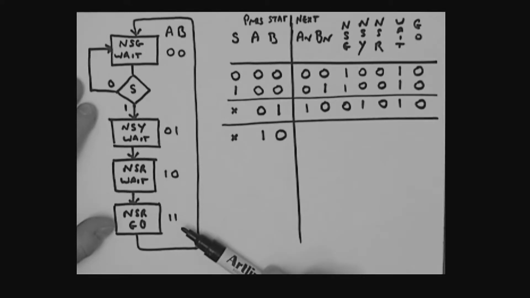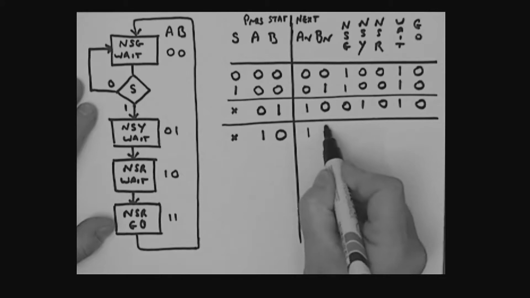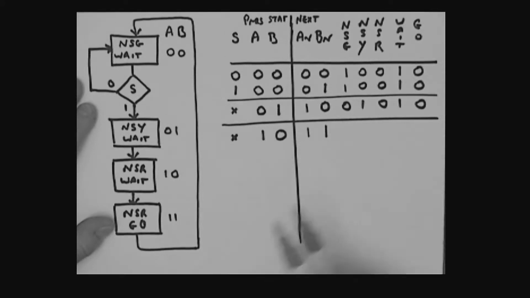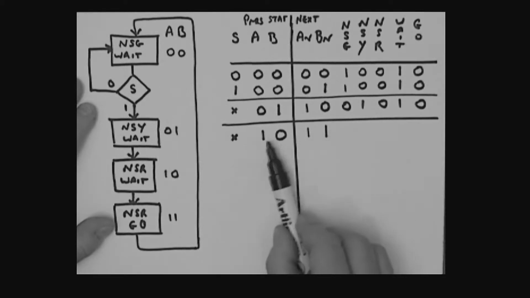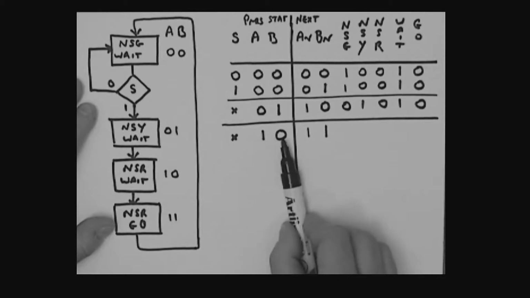I would move to the 1, 1 state. That's the next state we would go to when we get the clock. What lights do I want on? What state are you in? You're not in that state, you're in this one. You're in the 1, 0 state. That's where you currently are, that's the present state.